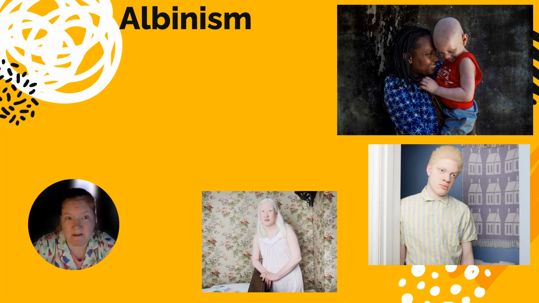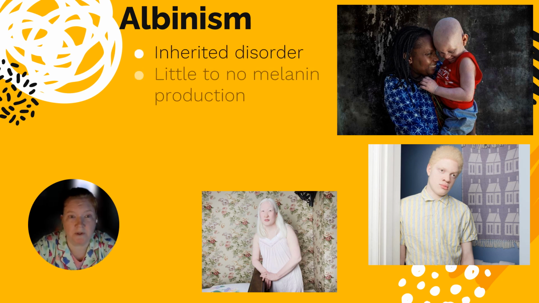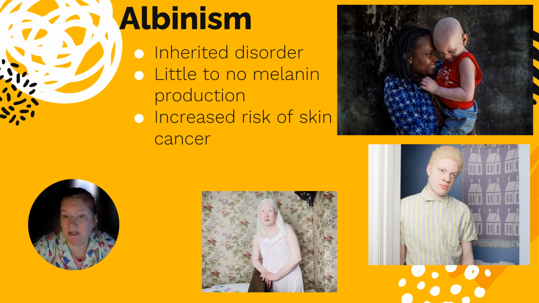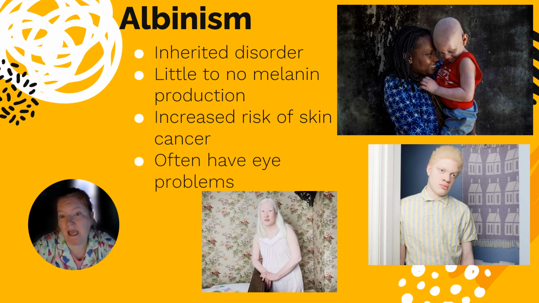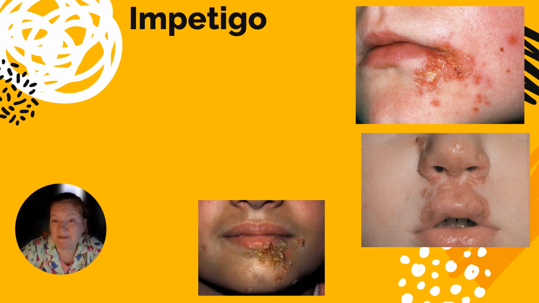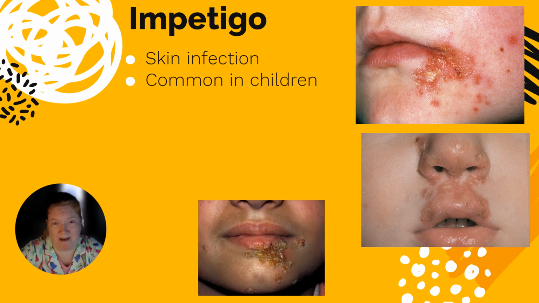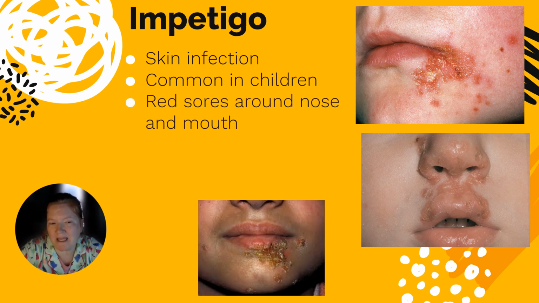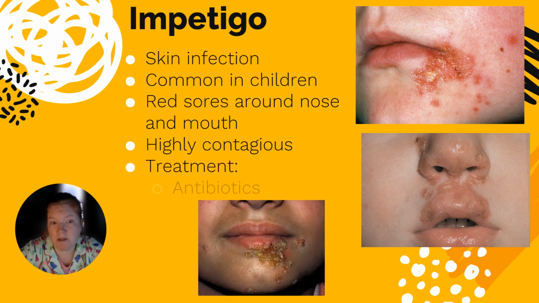Then we have albinism. This is an inherited disorder, little to no melanin production. It comes with an increased risk of skin cancer, and they often have eye problems, and that's related to the change in the pigment in the eye. Impetigo. Impetigo is a skin infection. It's super common in children. You get kind of these red sores around your mouth and nose, super contagious. Treatment is antibiotics.